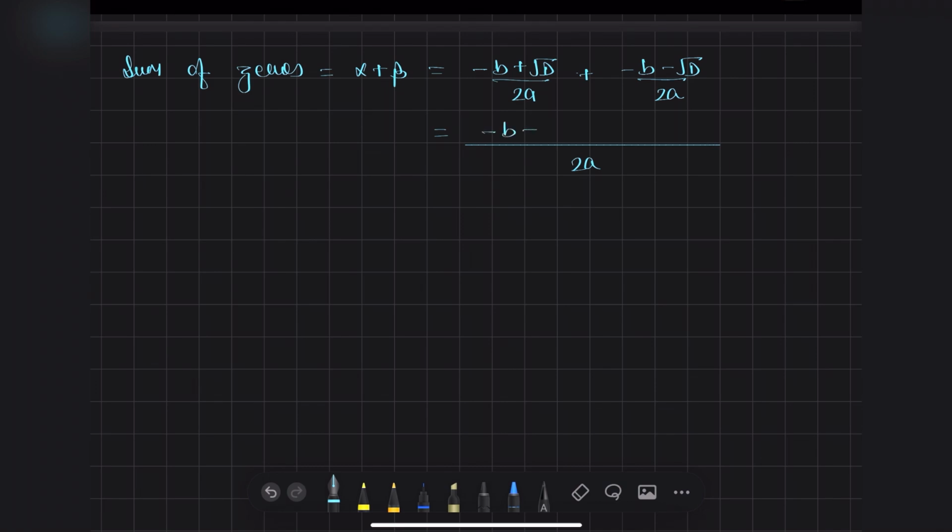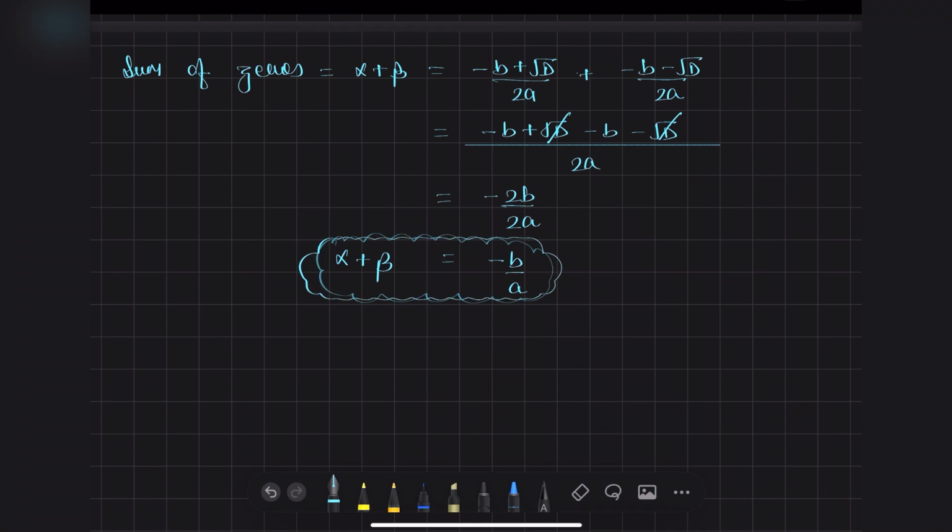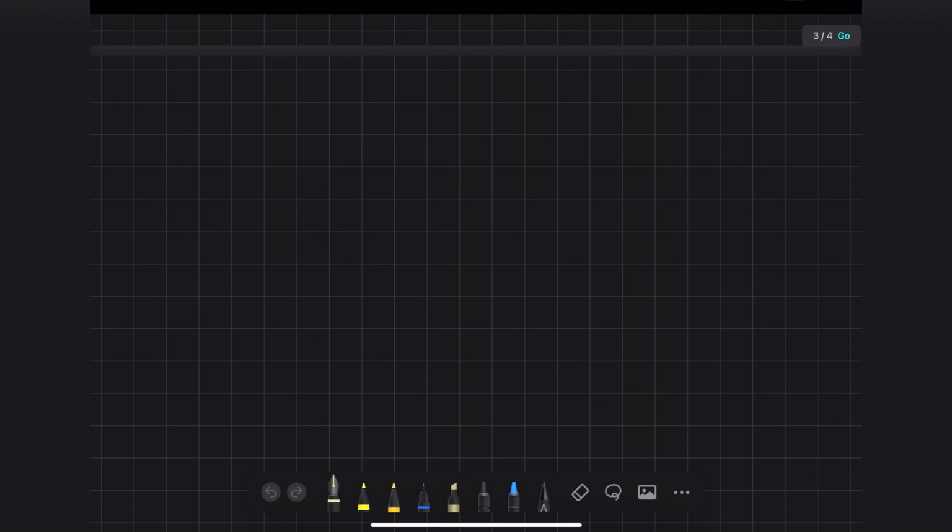It is minus b plus root d minus b minus root d. Now you can observe that root d and minus root d will get neutralized, and we will be left with minus of 2b by 2a, and the final result is minus b by a. So from now onwards, the moment someone asks you what is the sum of zeros, it is minus of b by a. Comfortable? Now we will figure out the second entity, like product of zeros.